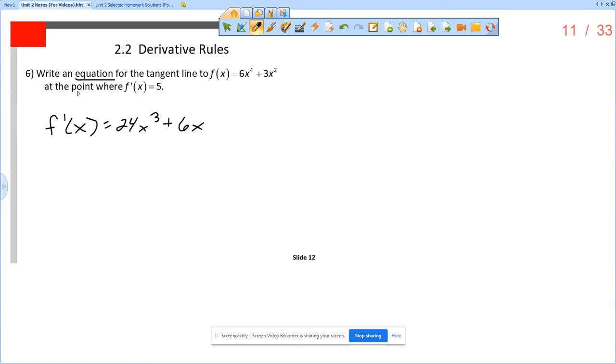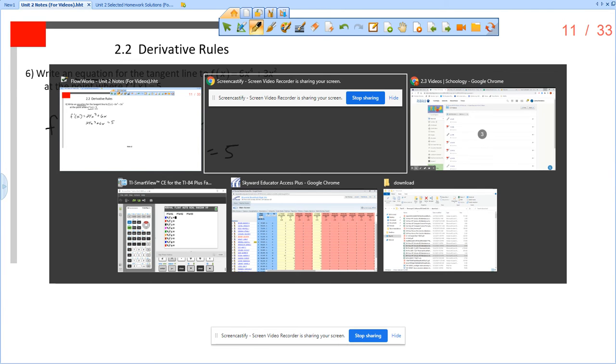So now, what do I want to do? Well, I want to know, first of all, the x value where f prime is 5. So I'm going to set 24x cubed plus 6x equal to 5. All right, and so now I need to solve for x. So how do I do that? Well, this is not one that we can solve algebraically, so we need to bring our calculator into play.